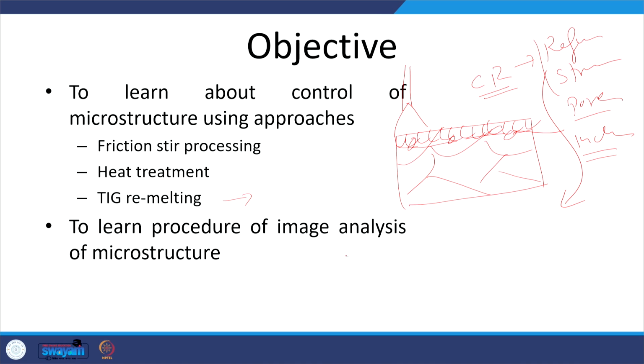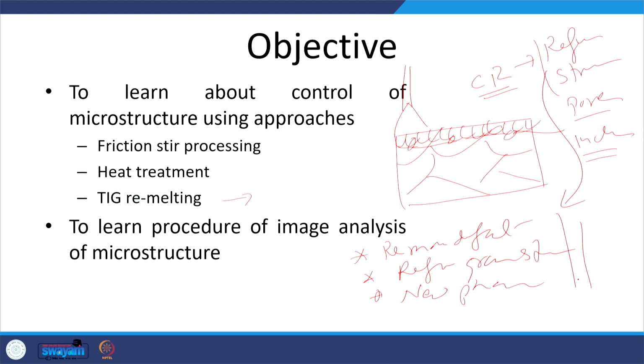So, the TIG remelting does two things. One, it eliminates the defects from the near surface layers which are remelted, and it refines the grain structure, and even sometimes new phases are also formed due to the rapid cooling that will be encountered by the metal due to the TIG remelting.